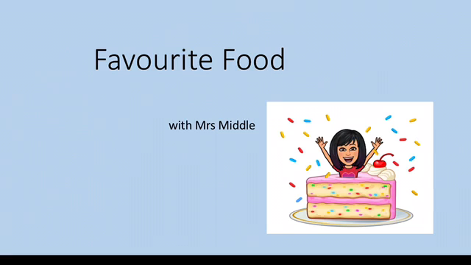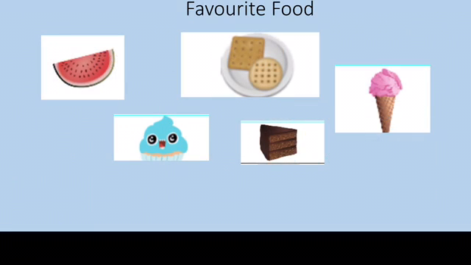Shamai, this week you are going to be a food detective. You are going to find out which are your family's favourite foods. Our topic this week is the Great Pant Bake Off, so I decided that I was going to look at desserts. I chose a delicious watermelon, melt in the mouth biscuits, delicious cupcakes, ice cream, and chocolate cake.